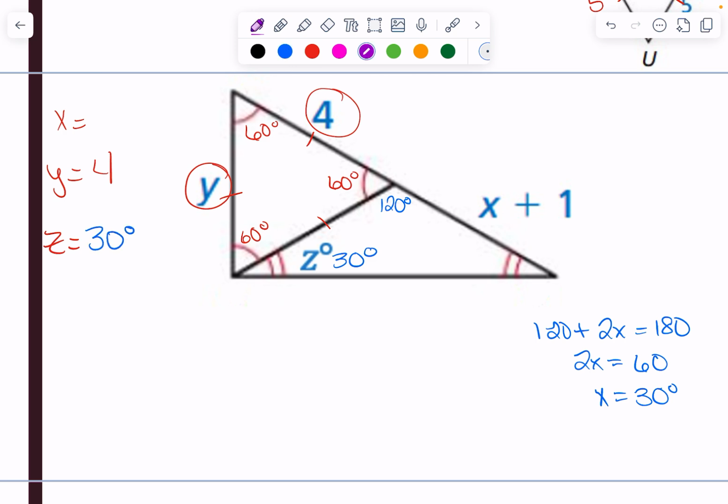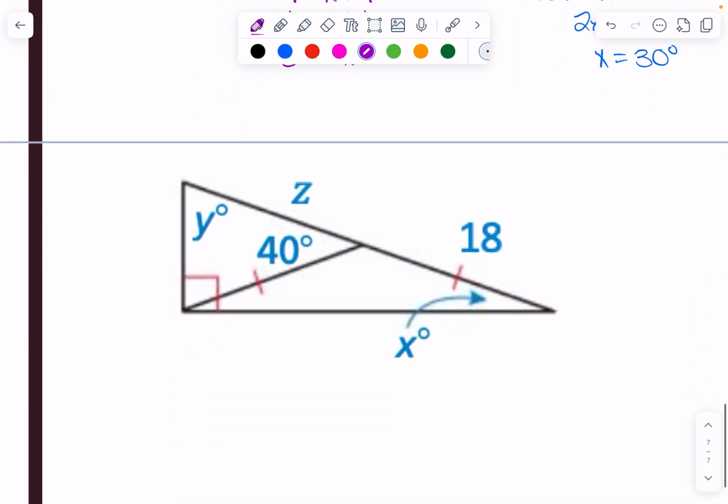Then my last thing is I need to find the value of x. Well, this side also has to be 4. And remember, our base angles are opposite our legs. So that means 4 must equal x plus 1. I subtract 1 from both sides, so x has to be 3. And that's how we use the rules of equilateral triangles and isosceles triangles to find the missing sides. Let's try another one.